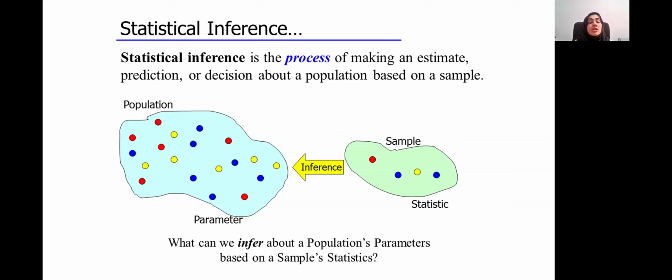Inferential statistics or statistical inference is a process of making an estimate, prediction, or decision about the population based on a sample, which is a subset that we draw from the population. It is depicted in this graphic also. We take a sample out of the population, we learn something from the sample, and then we make generalizations, which is basically that we infer about the population's parameters based on these sample statistics.